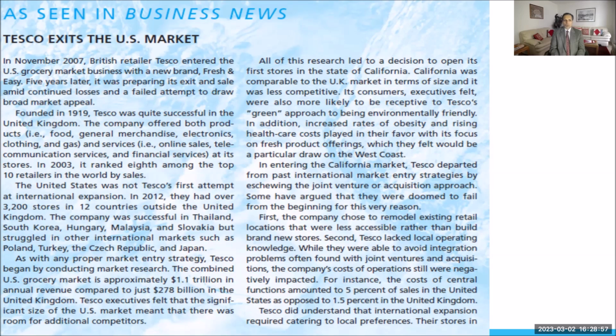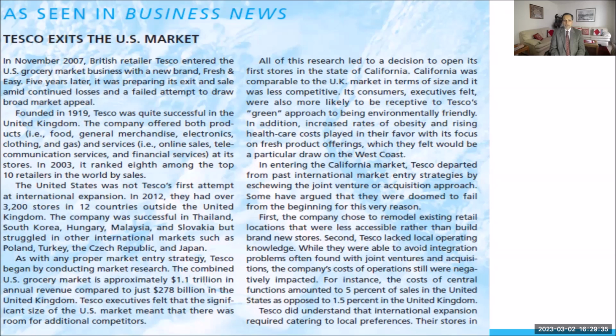The company offered both products like food, general merchandise, electronics, clothing, and gas, as well as services like online sales, telecommunication services, and even financial services at its stores. In 2003, Tesco ranked 8th among the top 10 retailers in the world by their sales figures. The United States was not Tesco's first attempt at international expansion. As a matter of fact, in 2012, they had over 3,200 stores in 12 different countries outside of the United Kingdom.